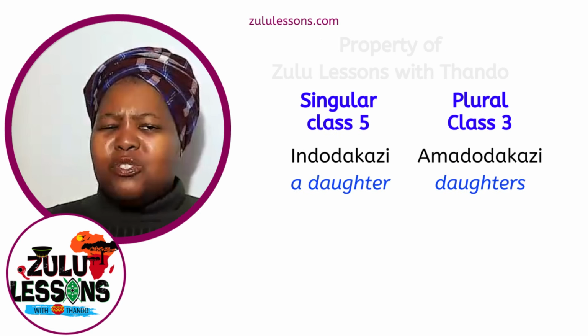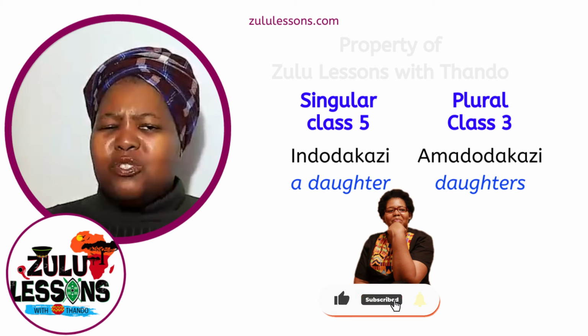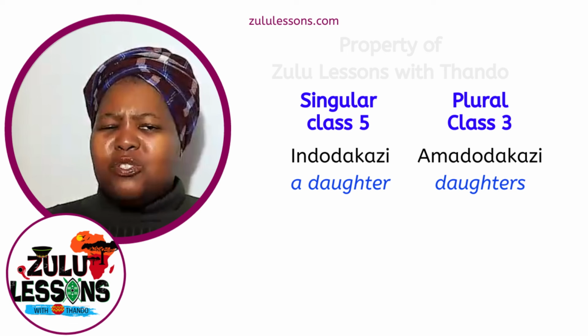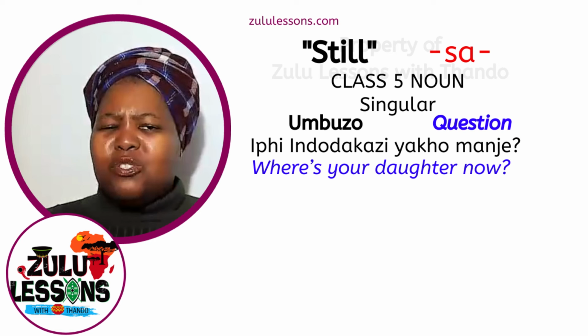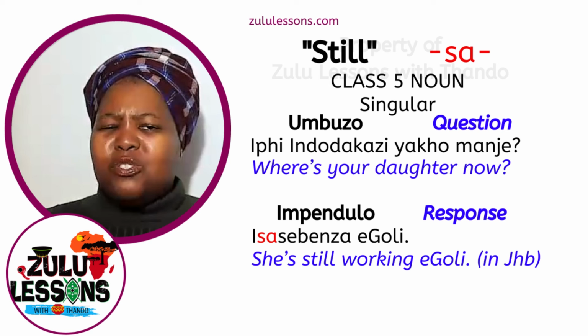Now, this class 5 noun, it starts with an in, yes, but it is singular in class 5 and it is plural in class 3. Indodakazi, singular, a daughter. Amadodakazi, plural, daughters. And as you can tell, it's a class 3 noun, amadodakazi. Iphi indodakazi yakho manje? Where's your daughter now? Isasebenza eGoli. She's still working in eGoli, or you could say in Johannesburg.